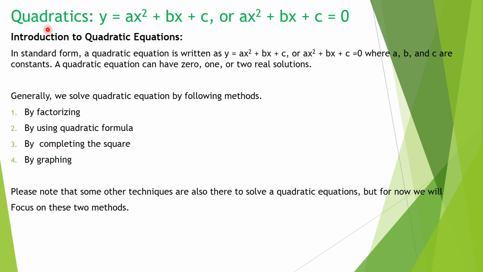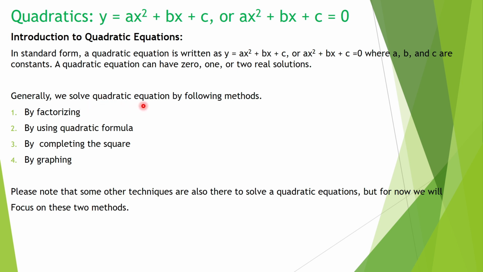So let's start our topic, quadratics. In general form, you can say y is equal to ax square plus bx plus c, or ax square plus bx plus c equal to 0. So in standard form, a quadratic equation is written as y is equal to ax square plus bx plus c or ax square plus bx plus c equal to 0. These are the standard forms of a quadratic equation where a, b and c are constants, and you can also say a and b are coefficients. A quadratic equation can have 0, 1 or 2 real solutions.